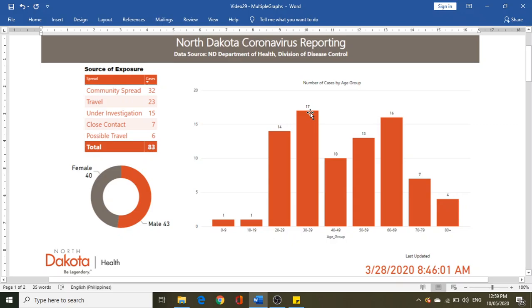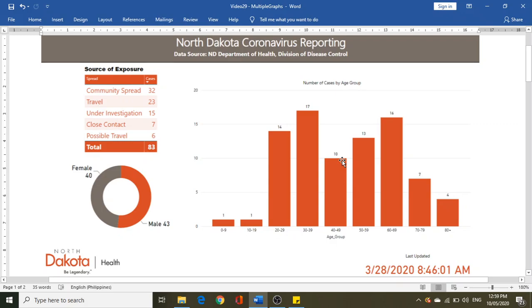All right. And then maybe we can cluster that with 16 over here, since they're so close to each other. So we'll cluster these two together with the 60 to 69 year olds numbering at 16. And then what we can do next is we can cluster these three together as a range.